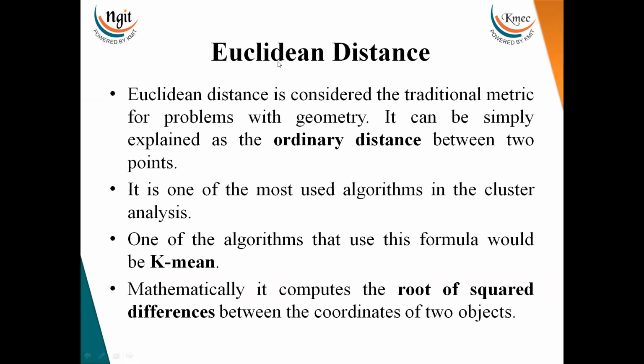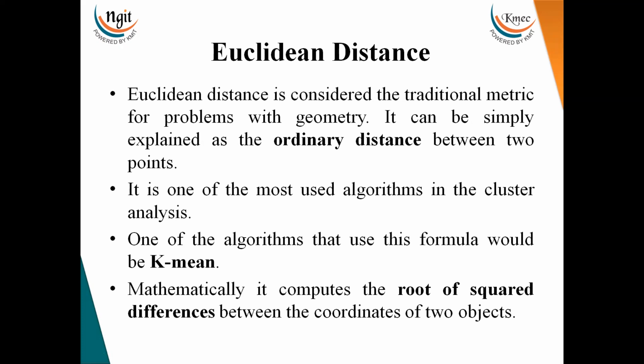My first method is Euclidean distance. Euclidean distance is a traditional method which you have studied in your school days also. I hope you have studied this. What exactly is Euclidean distance? It's a simple measure which is used to find the ordinary distance between two data points. So if I want to find the ordinary distance between two data points, I can go with the Euclidean distance. Most algorithms use Euclidean distance for forming clusters. When we studied the k-means algorithm, we used Euclidean distance to find the distance between two data points.